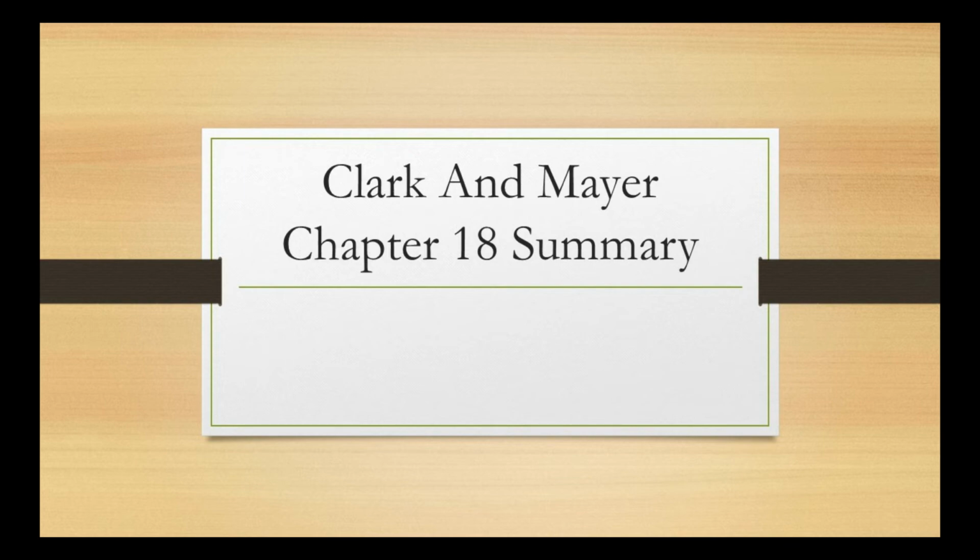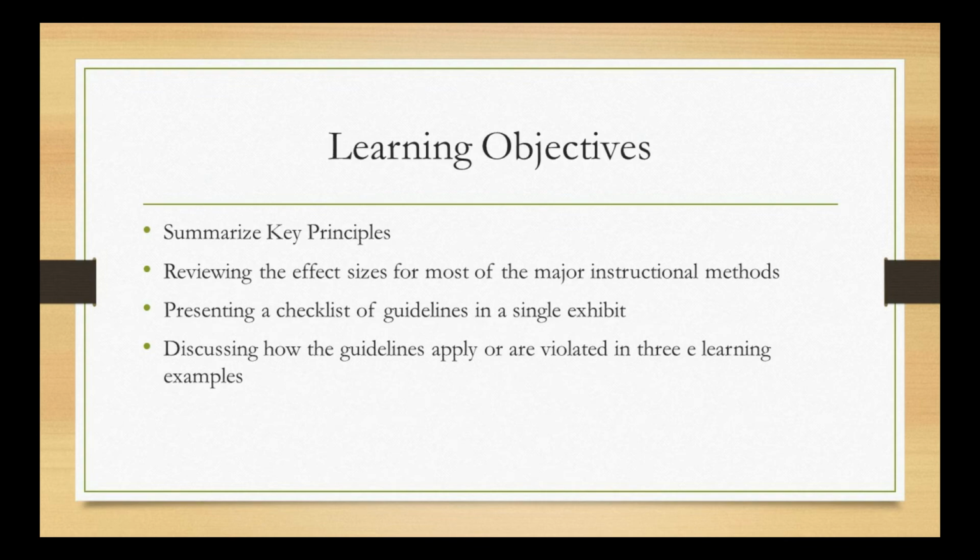So to start off, we're going to go through our learning objectives for this summary and recap. First, we're going to be summarizing the key principles of Chapter 18. Then we will be reviewing the effect sizes for most of the major instructional methods, and we will be presenting a checklist of guidelines and then also discussing how the guidelines apply or are violated in 3 e-learning examples.